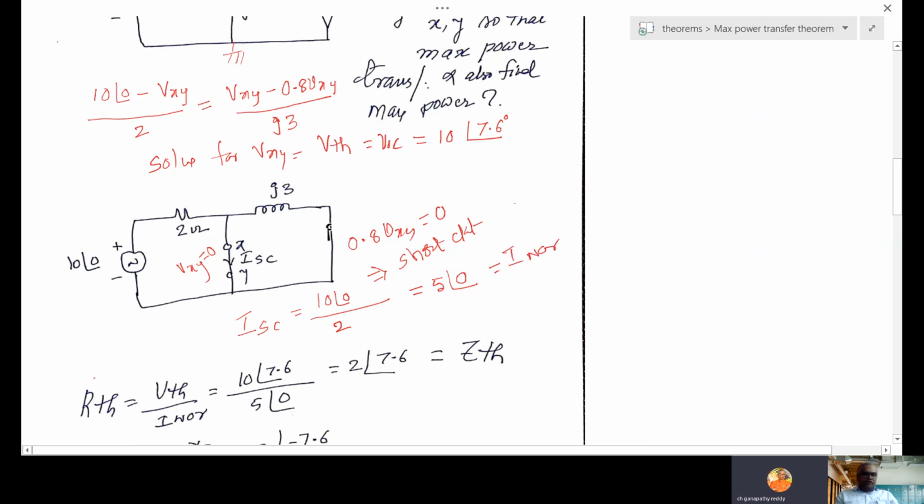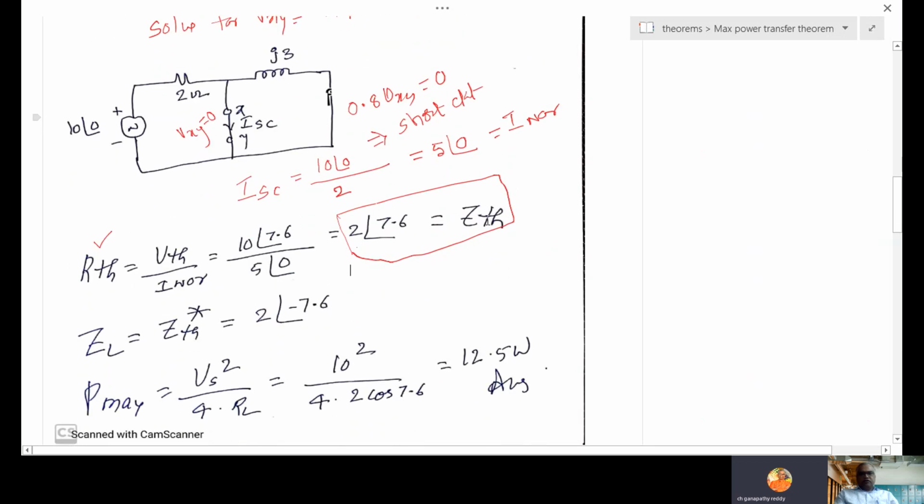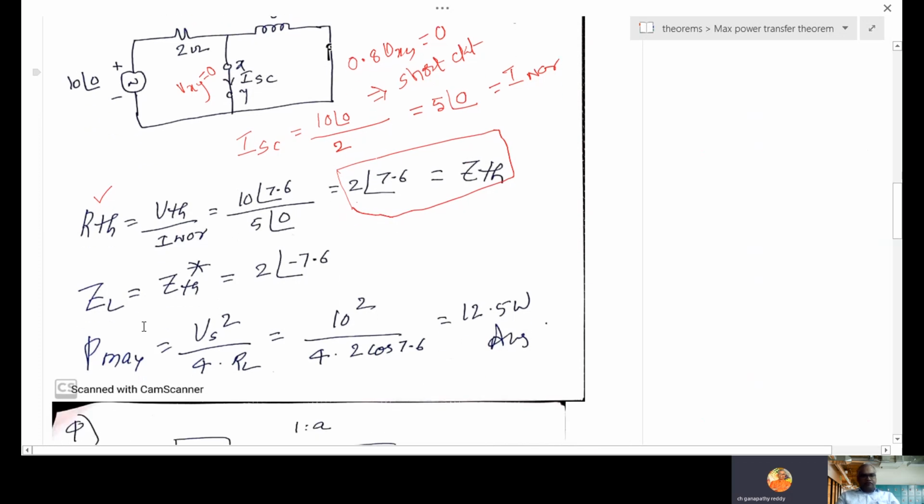Then how to find Z Thevenin? Z Thevenin is V Thevenin by I naught. Substituting, you get Z Thevenin equal to 2 angle 7.6. What is the ZL condition? ZL equals ZS star, the complex conjugate. The complex conjugate of 2 angle 7.6 has the same magnitude, only the angle changes. So this is ZL.